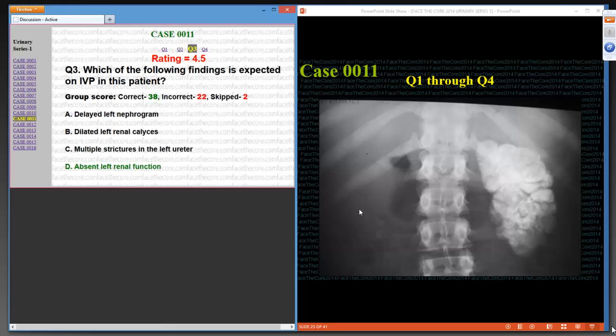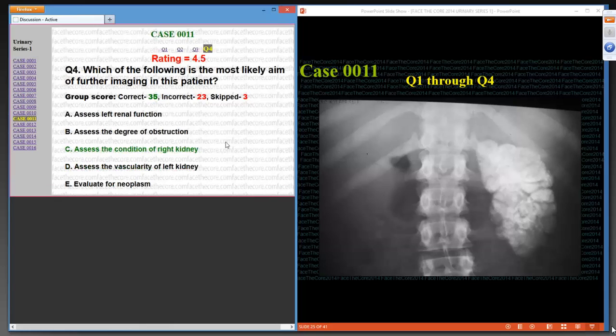Which of the following findings is expected on the IVP in this patient? You won't see a delayed nephrogram, you won't see dilated calyces, or multiple strictures in the left ureter. You would see them if the ureter was opacified, but that ureter is not going to opacify because there is no function left in this kidney. Putty kidney is also called autonephrectomy. It is very typical of renal tuberculosis.